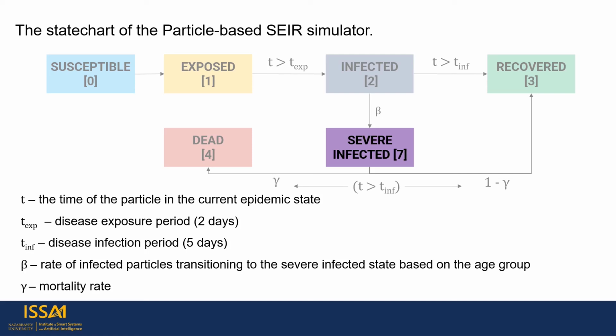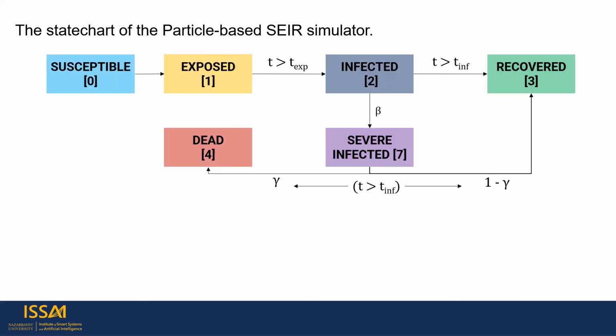Suppose the particle becomes severely infected. When the particle reaches the infection period in the severely infected state, there are 2 scenarios. Particles may transition to the dead state based on the mortality rate, gamma, or recover. Note that in the beginning we simply initialize some of the healthy particles to be exposed, but in reality, they would have become exposed after being in contact with someone contagious. In our simulator, we consider exposed, infected, and severely infected particles to be contagious.